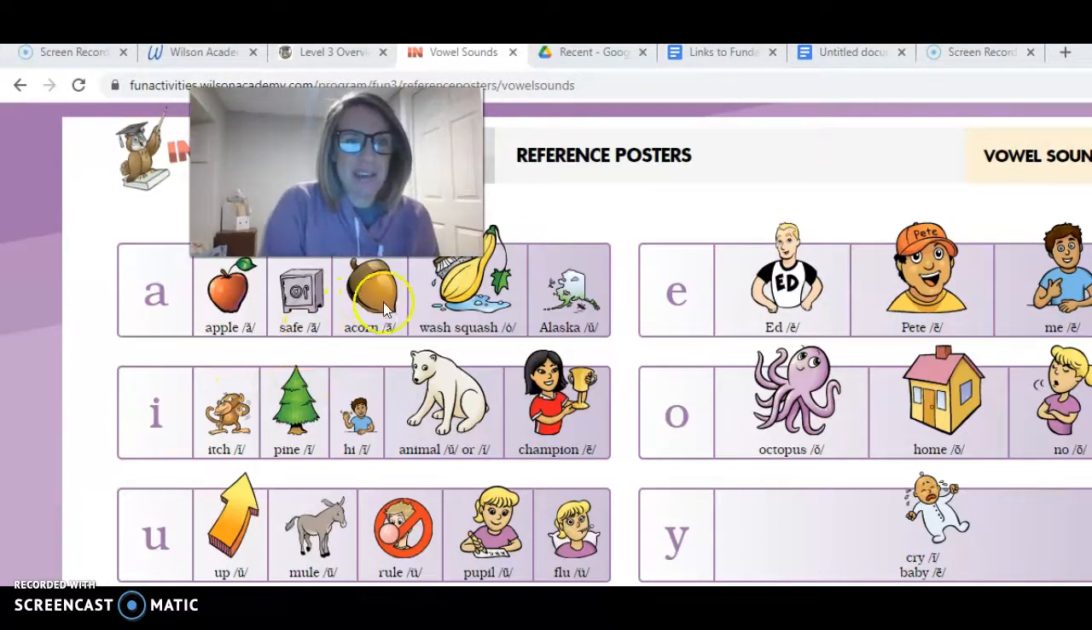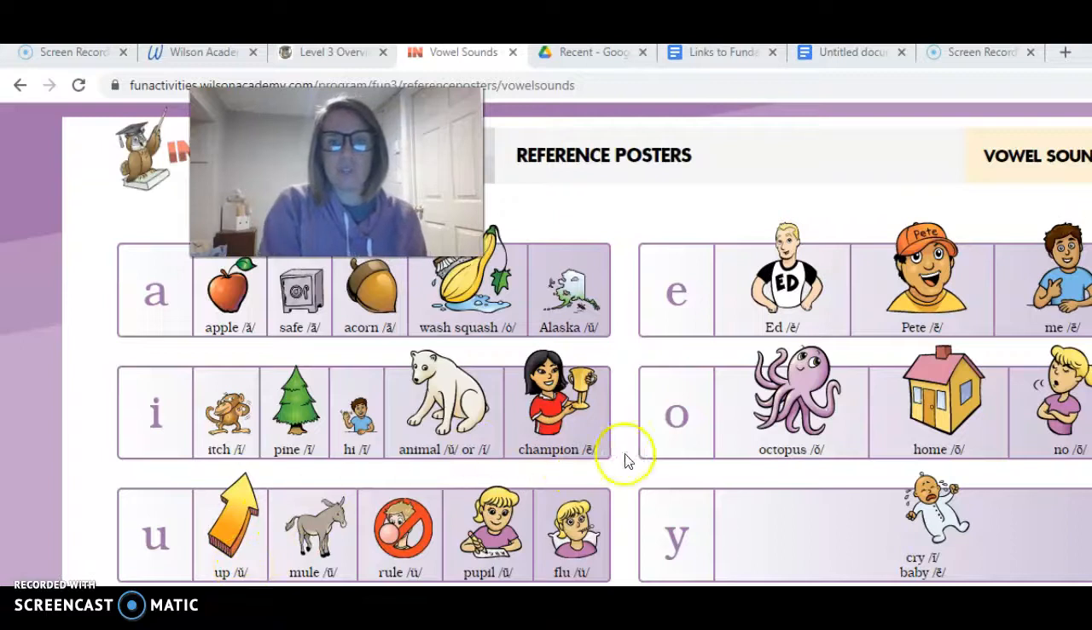Okay, back to our vowel sounds. A, acorn, A, washa, A, squasha. A, Alaska. Let's do the I's. I, itch, I, pine, I, hi, I, animal, I, champion, E.